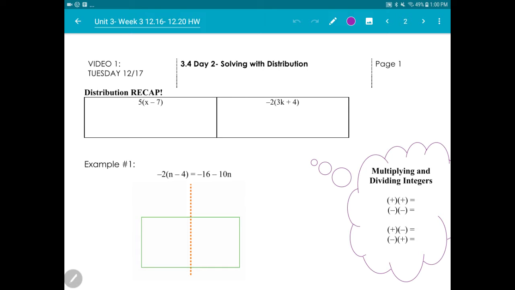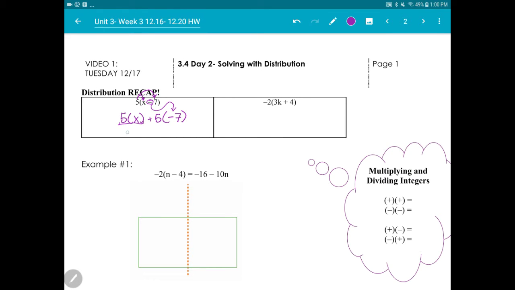All right, so to recap, we take the outside number and we multiply it with the number inside the parentheses. And I need to make sure I'm doing that to both the first number and the second number. Another thing to always be mindful of is to make sure you're including that sign with the second number, like I did here with the 7. So now we go ahead and multiply, so I get 5x, and then I multiply this and get negative 35.